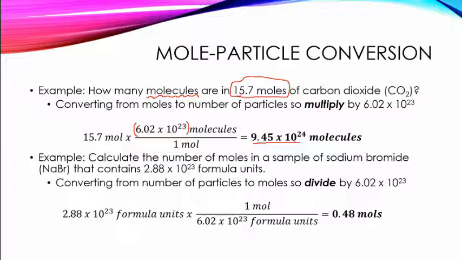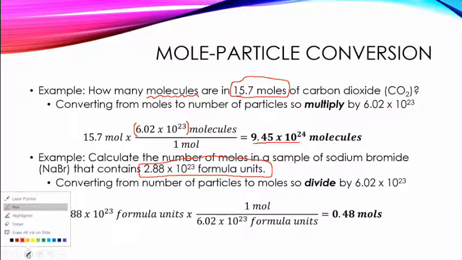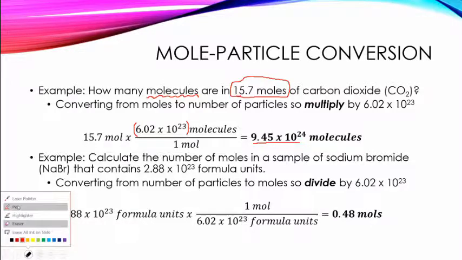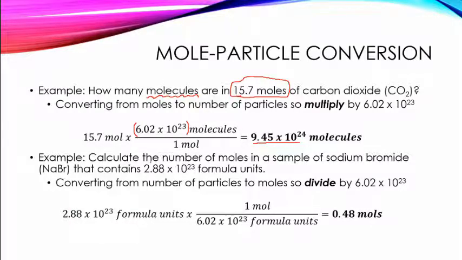Another example: calculate the number of moles in a sample of sodium bromide that contains 2.88 times 10 to the 23rd formula units. Again, they tell me my number is 2.88 times 10 to the 23rd formula units. That is what I am starting with, because that's the number they gave me. Let me make my box a little bit better.